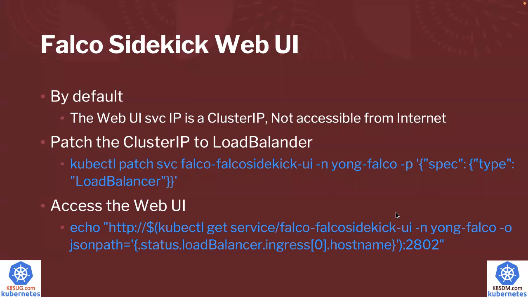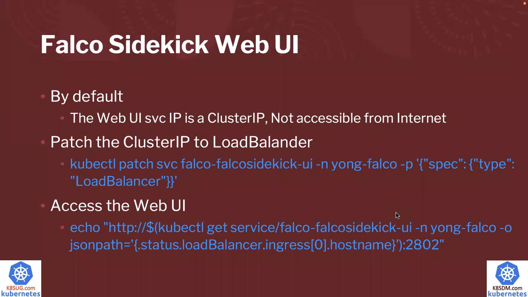So how to do it? By default, the web UI service IP is the cluster IP. You guys know the cluster IP, basically you can only access it from inside of the cluster. For me, I want to access it from my laptop. I want internet access, so I need to patch the cluster IP to LoadBalancer. I just run this command to patch the cluster IP to LoadBalancer.